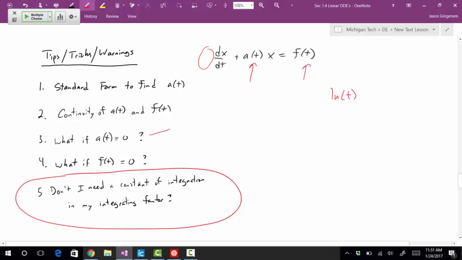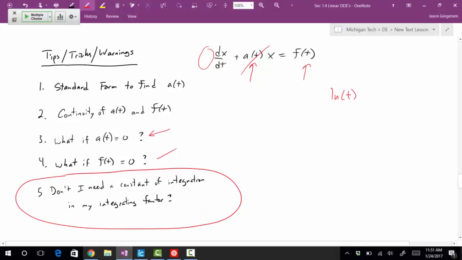Next, what if a of t is equal to 0? What would that mean? If a of t was 0, do I still want to use this technique? No, why not? I can just integrate, absolutely. If a of t is 0, this piece goes away, and I'm just looking at the derivative equals some function of t, just integrate.